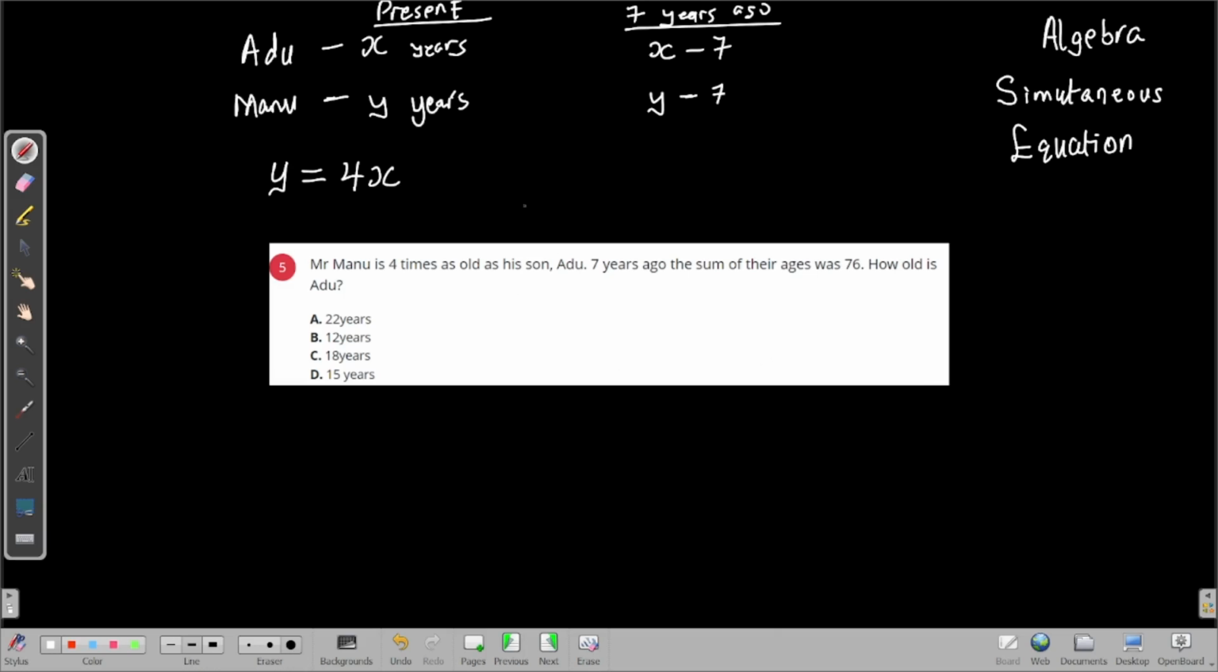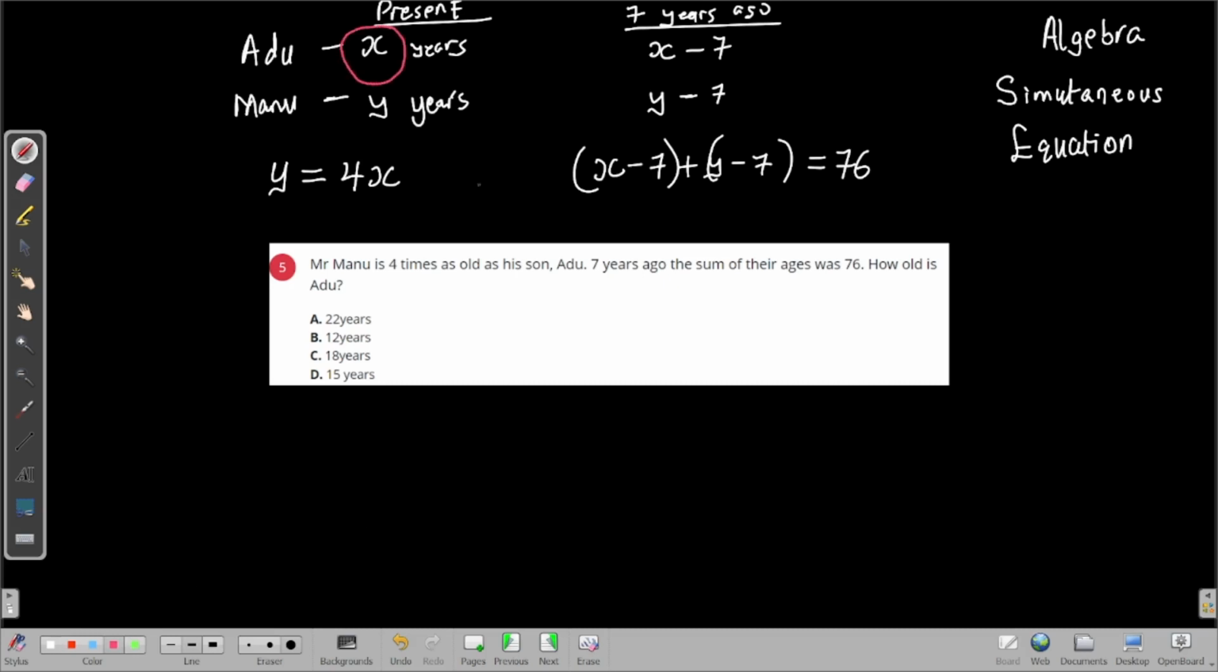Now, 7 years ago, the sum of their ages was 76. That is, when you add x minus 7 plus y minus 7, those two ages, when you add them together, you get 76. Now you have to find how old is Adu. That means how old is he presently, and that's x. So we have to find x.